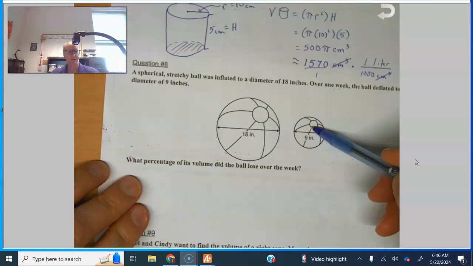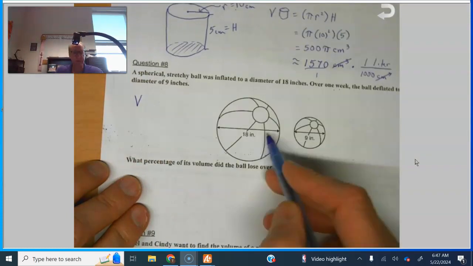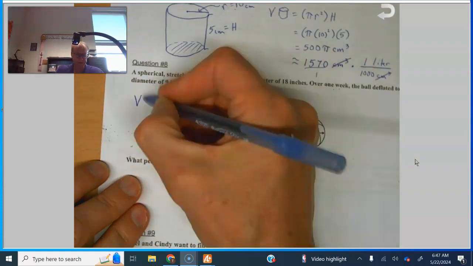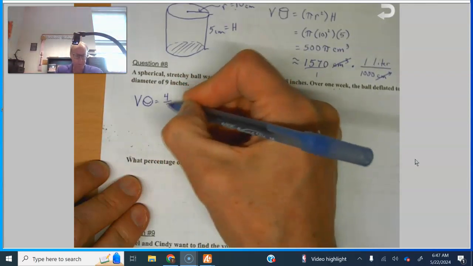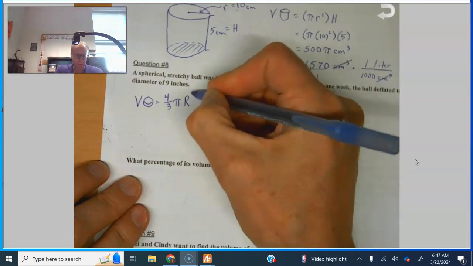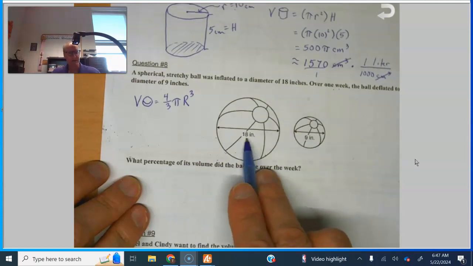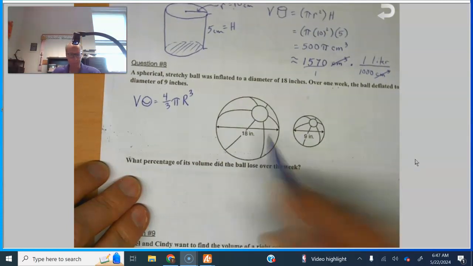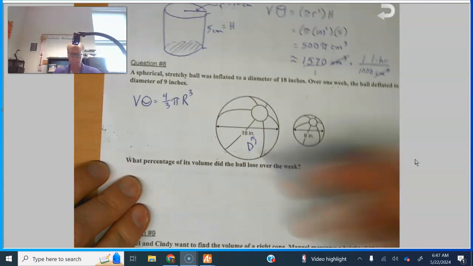Now, you can't just assume that because it's half the size that it's going to lose half its volume, and it doesn't. What you're going to have to do is find the volume of the big ball when it was large, which is, of course, if you know the volume of a sphere, it's equal to 4/3 pi, and I'm going to use the big capital R for this one, cubed. Now, a couple of things to keep in mind. First of all, the 18 is not the radius. This is the big diameter, and you're going to have to get the radius from that.